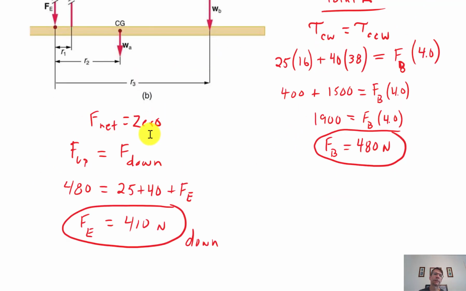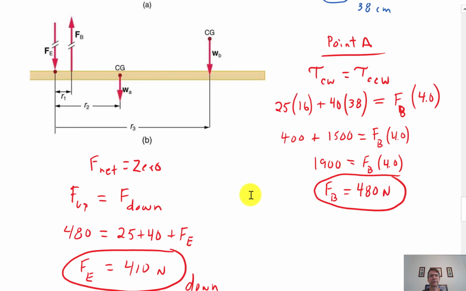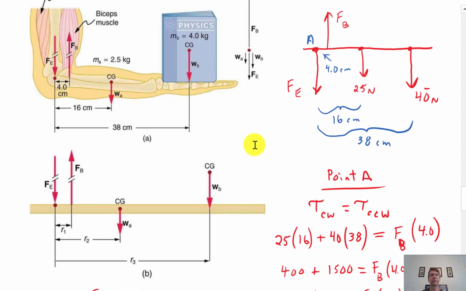And then the other condition for equilibrium, F net equals 0, up and down: the forces up equal the forces down. So the up force is only the bicep force, 480, and then the forces down are the weight of the arm, the weight of the book, and the force of the elbow, which comes out to 2 sig figs, 410 newtons down. All right, so that's a good physics problem applied to biology and the human anatomy.